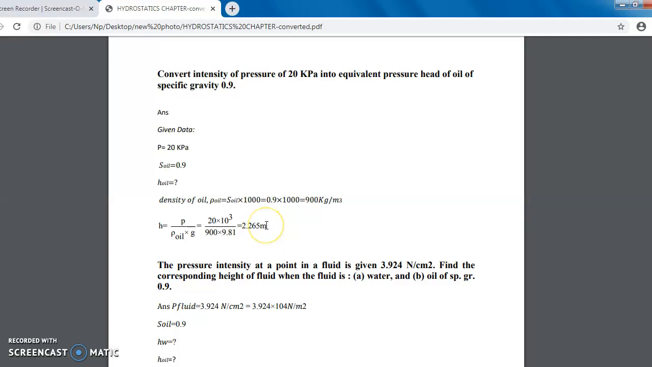2.265 meter. How? All of you can calculate this value, but I want to explain the unit calculation here. The intensity of the pressure P is converted from kilopascal to pascal, that is Newton per meter square. Here 900 kg per meter cube, and this is meter per second square. So if you calculate, you will get meter. This is the pressure head.